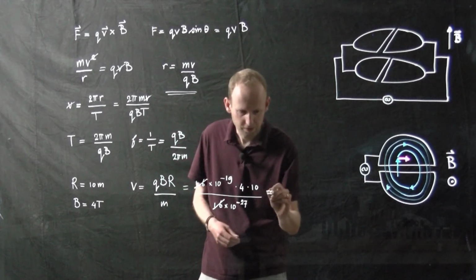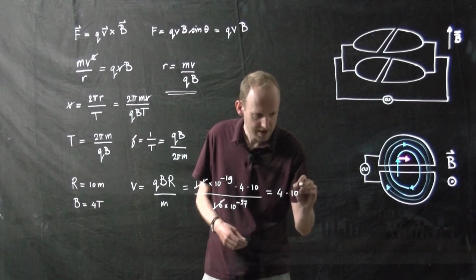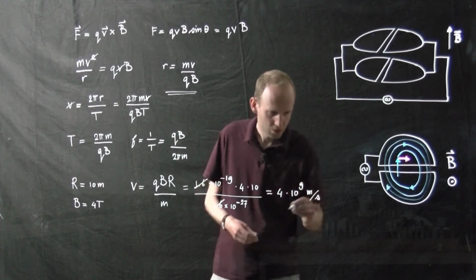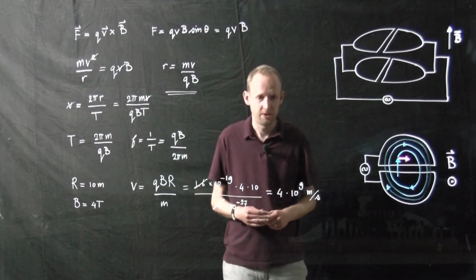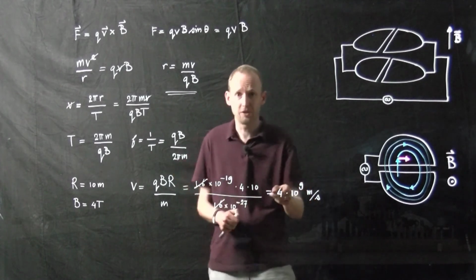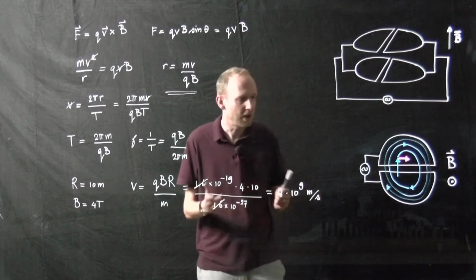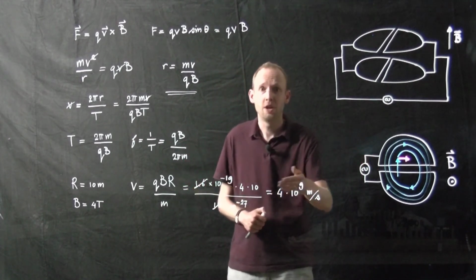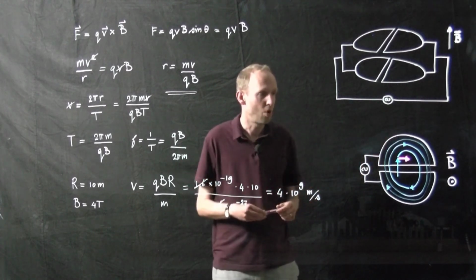So in the end we very simply find here 4 times 10 to the 9 meters per second, or 1,000,000 kilometers per second. Which is very fast. If you think about it, this is even faster than the speed of light by a factor 10. So there must be something wrong. It cannot be possible that with a cyclotron we can accelerate a proton to 10 times the speed of light. So something is clearly going wrong here.